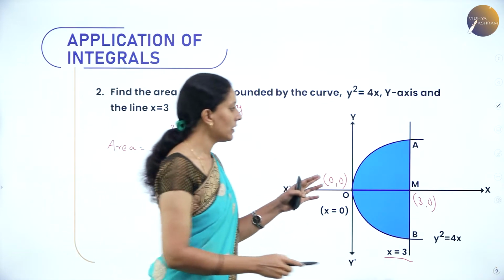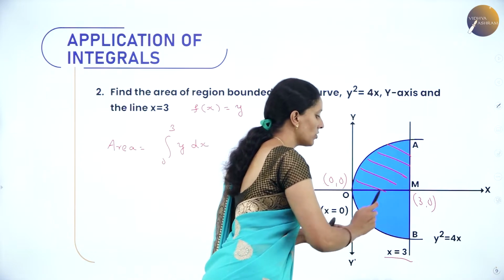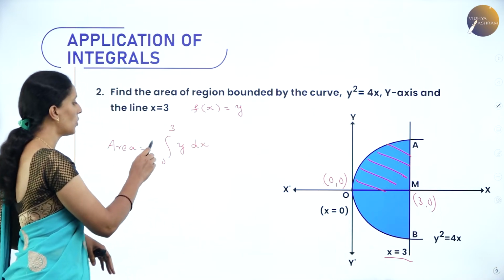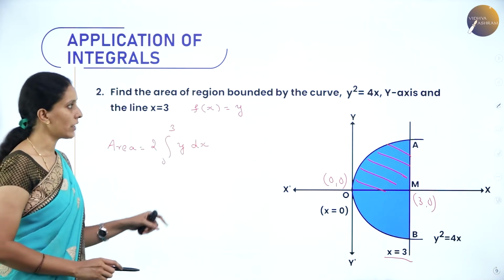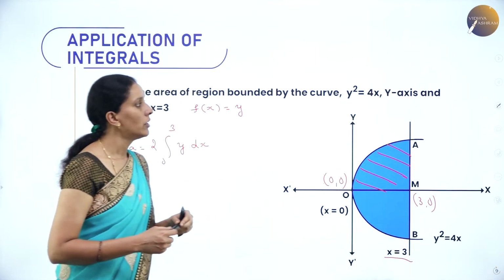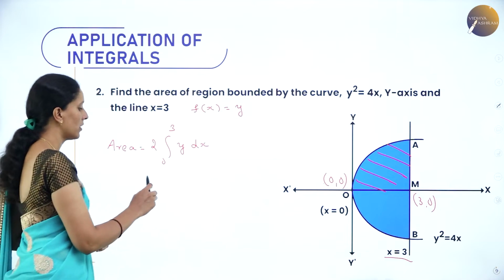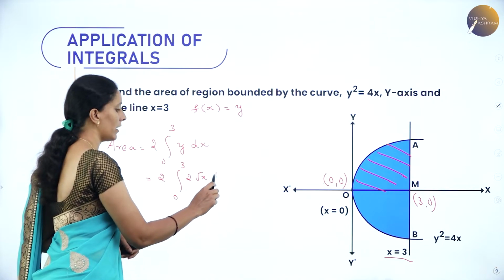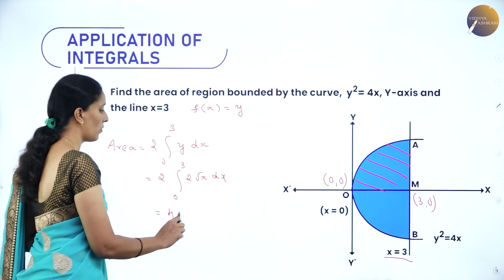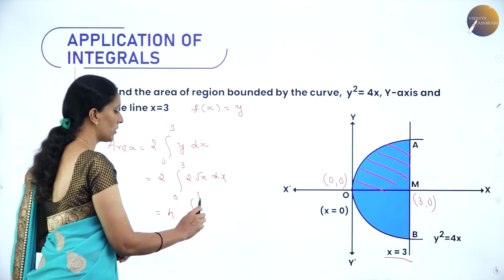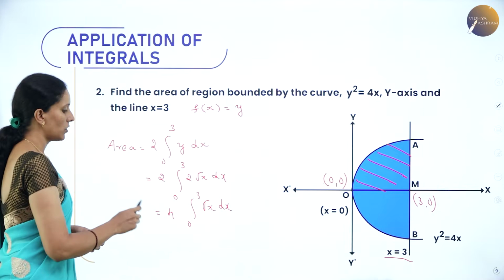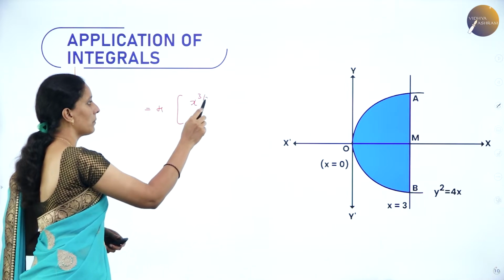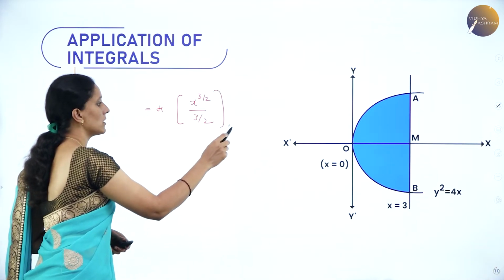Again, what I have applied here: first I will calculate the first half of the region so that I will get the second half of the region the same. So I will double it. Therefore it is 2 times the integral from 0 to 3 of y dx. What is y here? y is the square root of 4x, that becomes 2 root x. So it is 2 into the integral from 0 to 3 of 2 root x dx. Take 2 outside, it becomes 4. So apply the integral 0 to 3 of root x dx. So what happens here? It is 4 into x to the power 3/2 by 3/2, from 0 to 3.